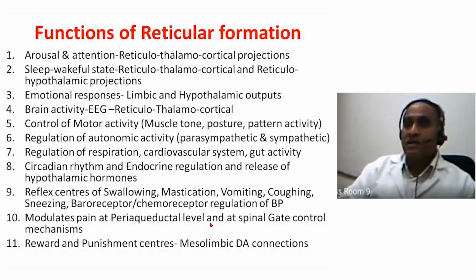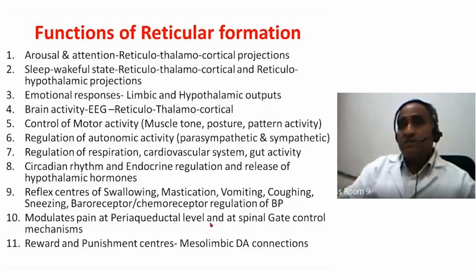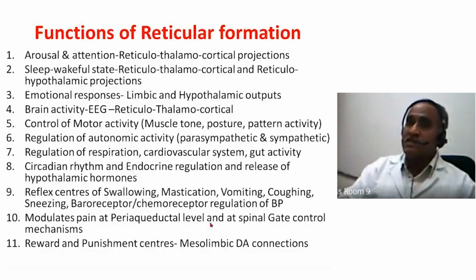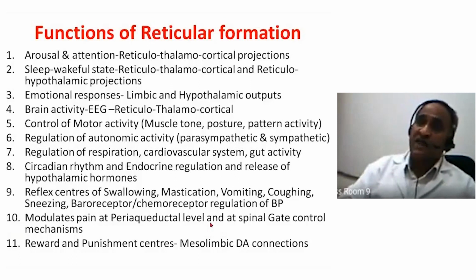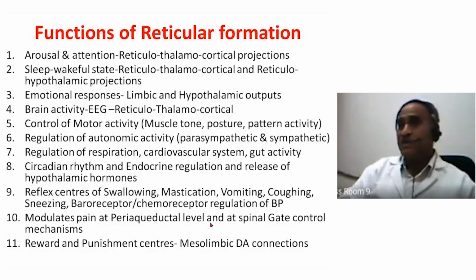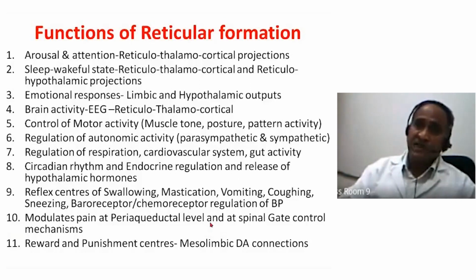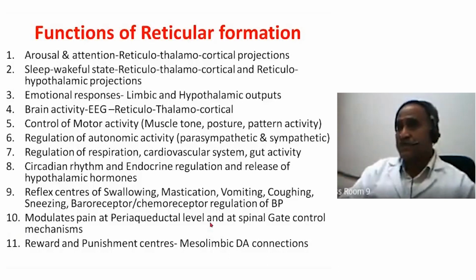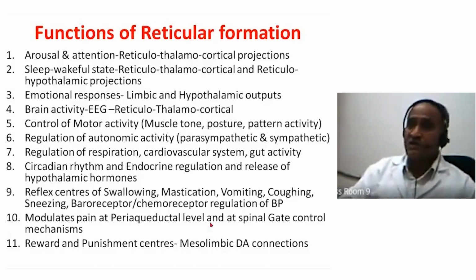Number 7, the very important part of the reticular system is maintenance of the vital centers or the vital areas in the medulla, especially the pons and medulla, the respiratory centers, cardiovascular centers, and other centers which govern the GIT and the visceral functions.